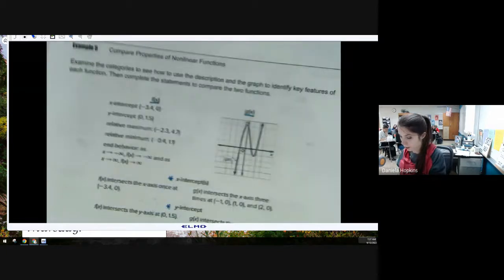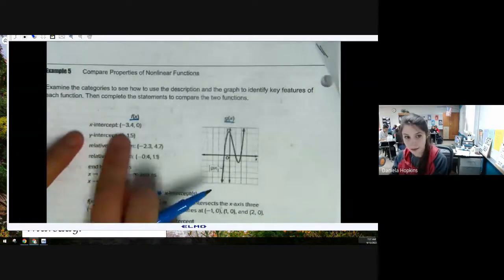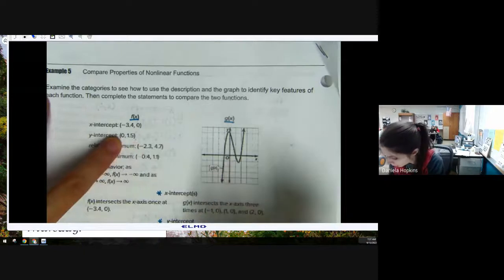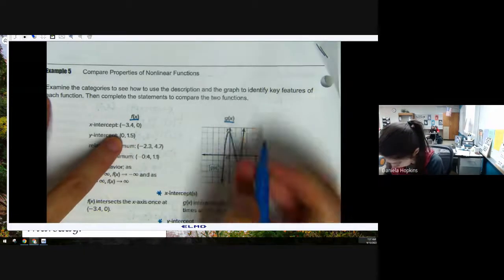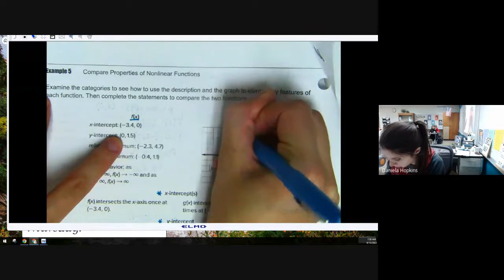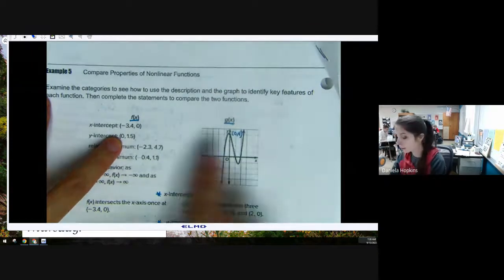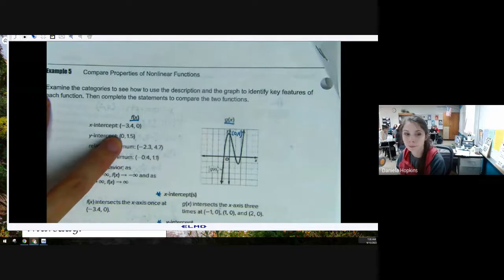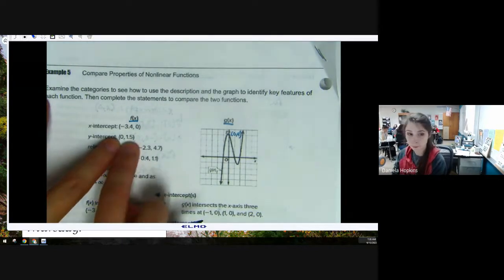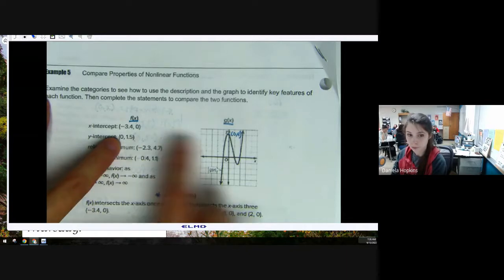All right, our y-intercept. For f of x, it's 0, 1.5. For g of x, it would be, let's see, 1, 2, 3. It'd be about 4, or 0, 4. Which one is bigger? 0, 4. So is f of x bigger or g of x? G of x, because it's 4 compared to 1.5.